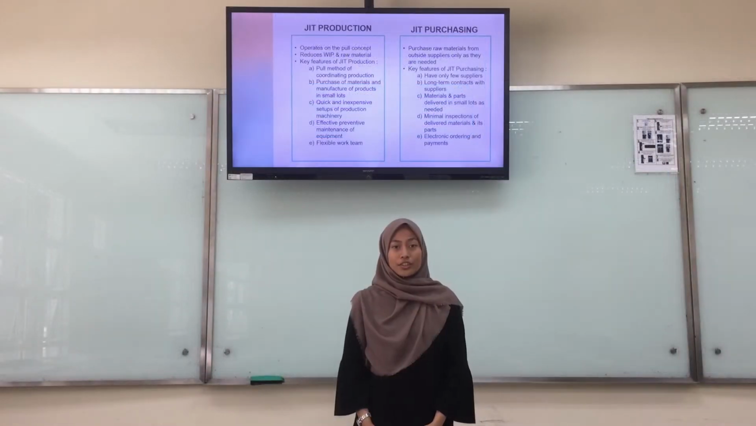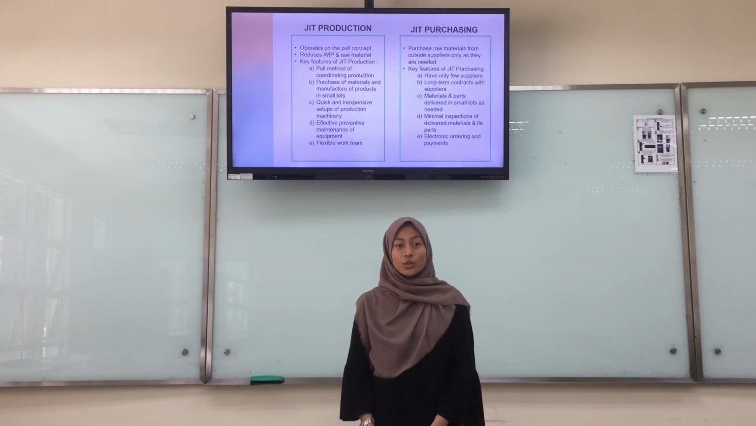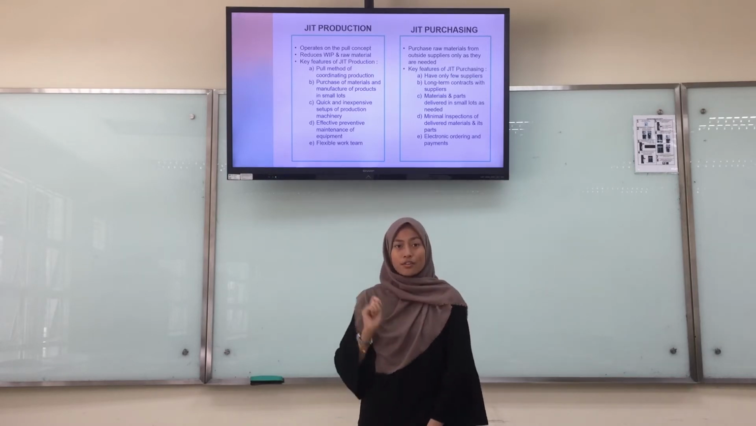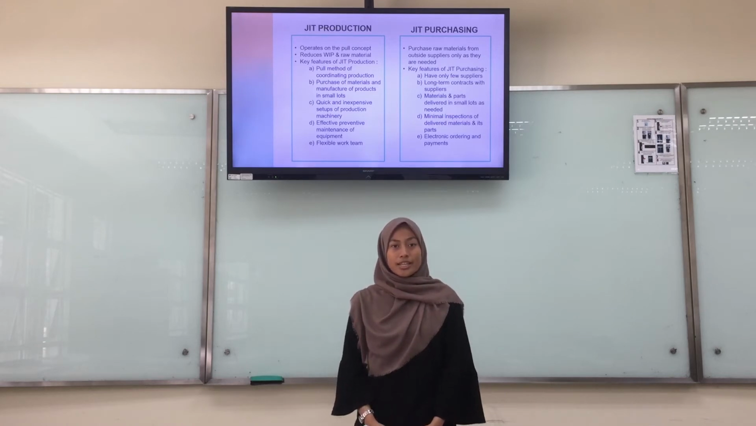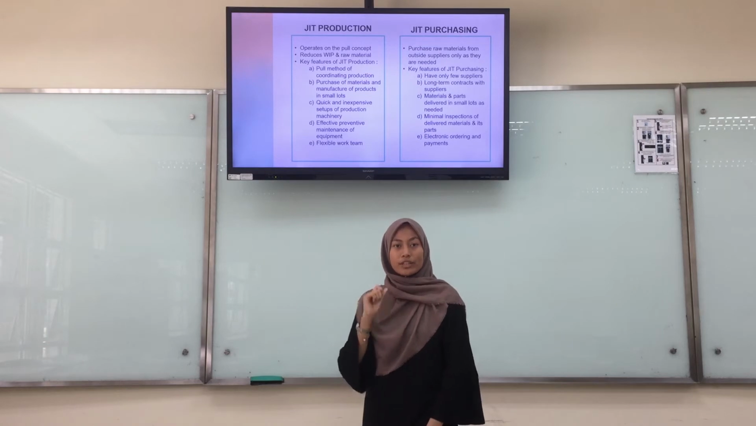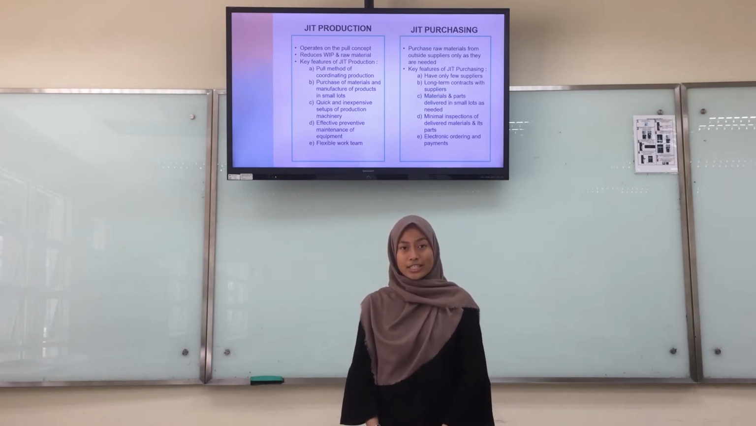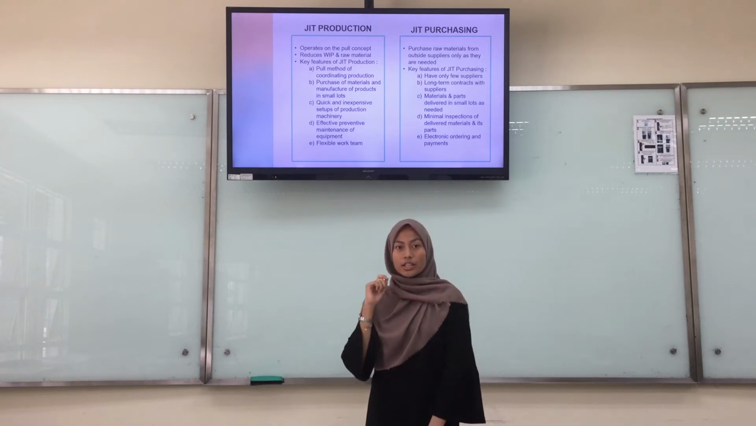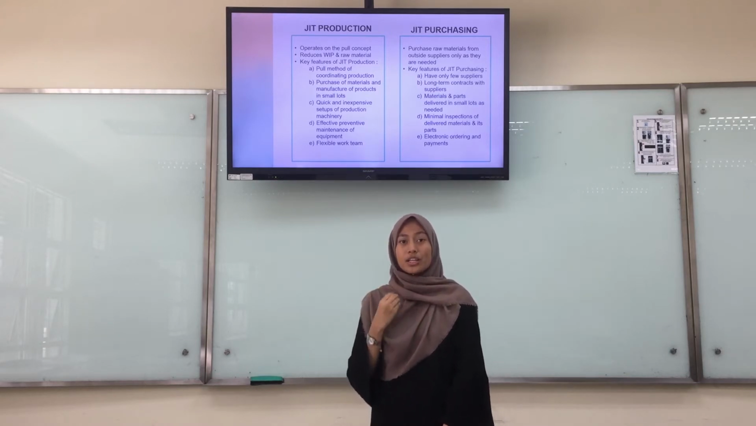So I will continue with the types of JIT system. There are two types of JIT system, which are JIT production and JIT purchasing. Firstly, JIT production. JIT production operates on the pull concept, where only the receipt of a customer order triggers production activities. It reduces WIP and raw material, so the inventory can be extremely low.